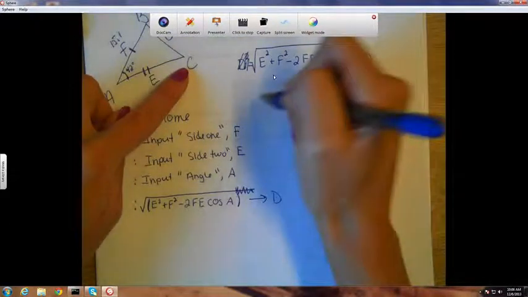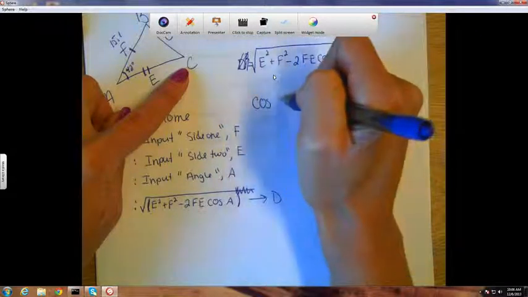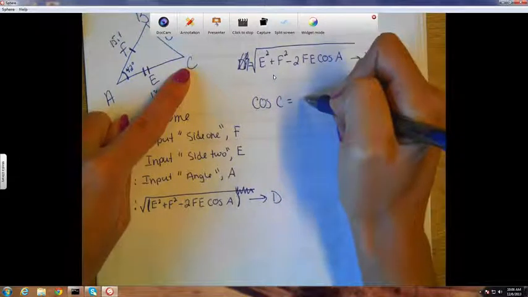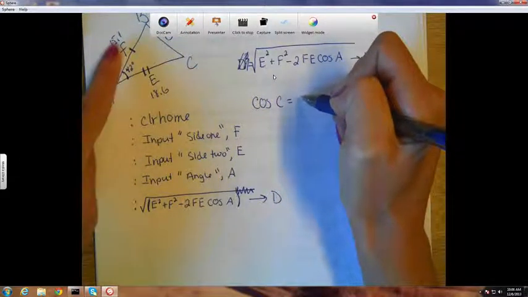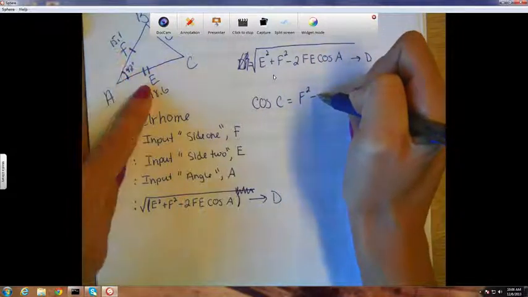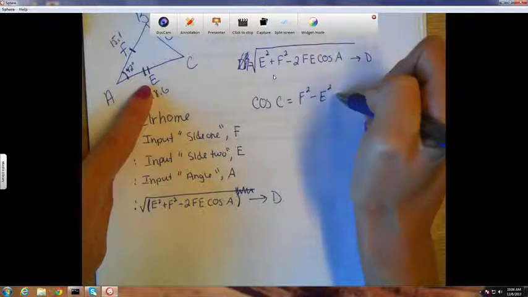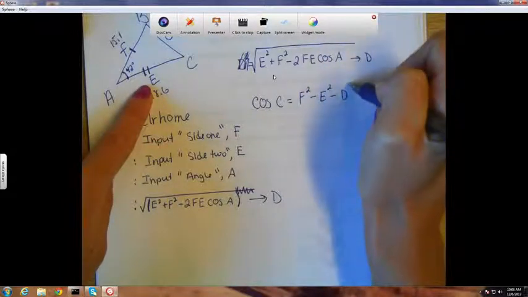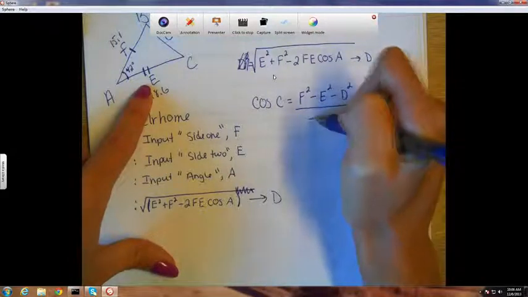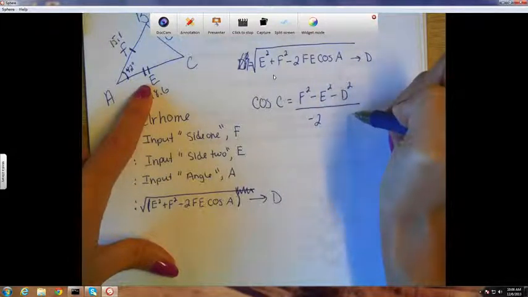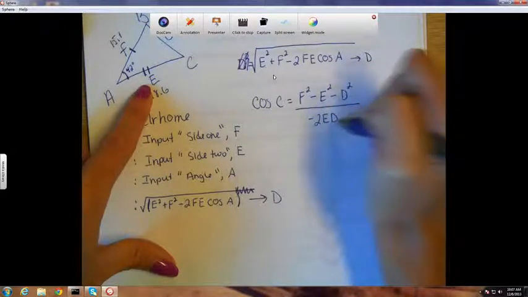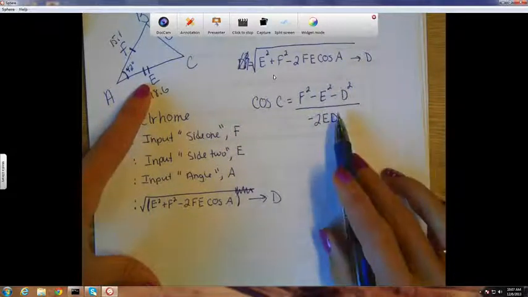So off to the side, the cosine of C equals F squared minus E squared minus D squared, divided by negative 2ED. Okay, that's going to give me the cosine of C.